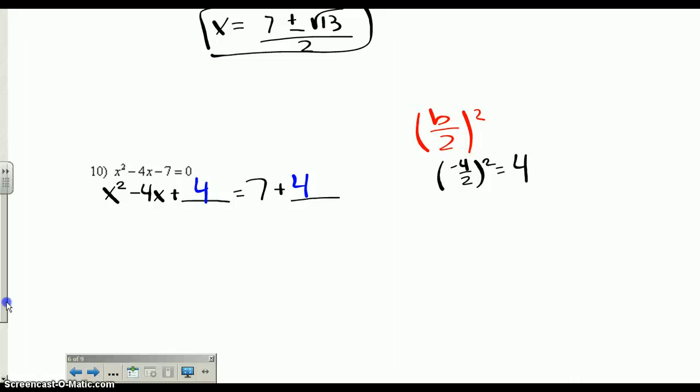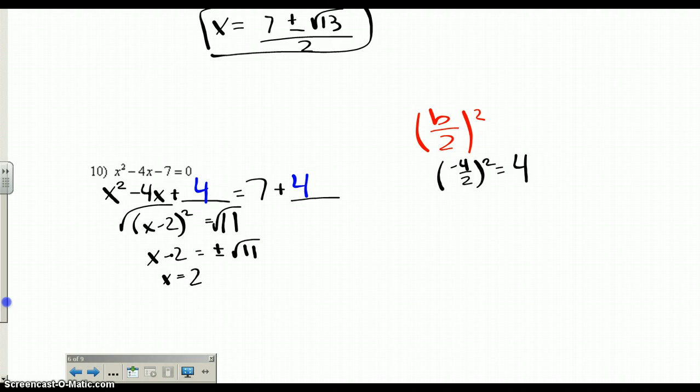And now what we're going to do here is factor the left side. (x minus 2) quantity squared equals 11. Now square root both sides because we isolated what is being squared. Remember, that always gives us two solutions. So x minus 2 equals plus or minus the square root of 11. Add 2, you get your final answer: 2 plus or minus the square root of 11. Okay, that is chapter 7 and 8.